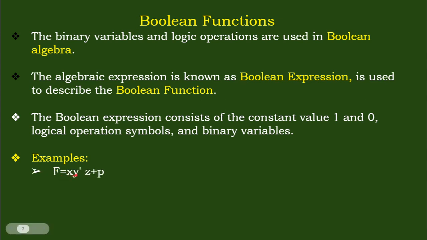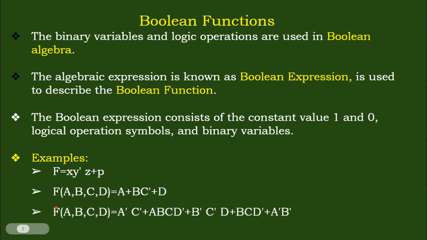F is equal to x y bar z plus p. Here f is a function of four variables x, y, z and p, and y is in the complement form. The value of the variable in the complement form is 0 and in the normal form is 1. Next expression, f is equal to a b c d. This way also we can mention the function with the variables included. So f is equal to a plus b c bar plus d. That means here a, b, c, d are the variables and c is in the complement form.